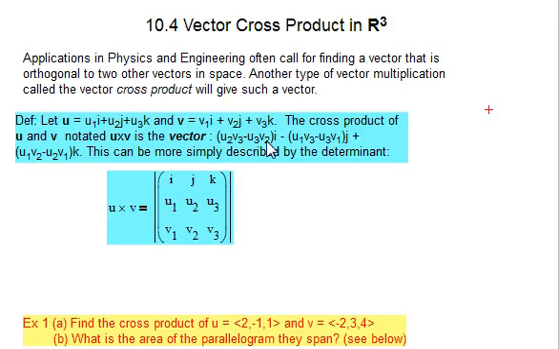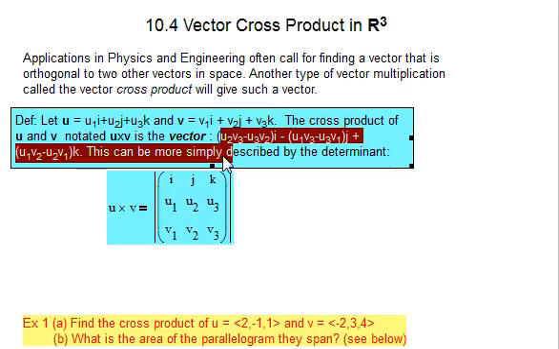(u2v3 minus u3v2)i minus (u1v3 minus u3v1)j plus (u1v2 minus u2v1)k. Wow, is that ever a mouthful? Are we going to memorize this? And the answer is nah, there's an easier way.